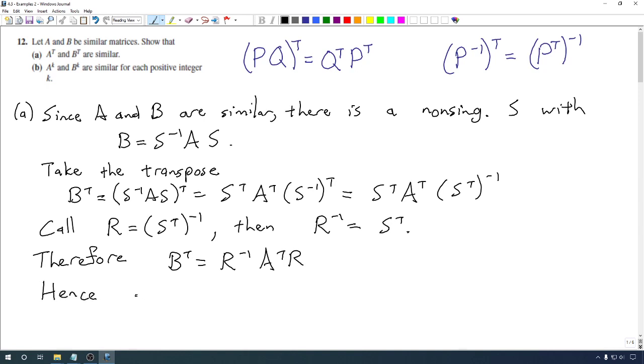And so by definition, A transpose and B transpose are similar. It is just a matter of taking our original B equals S inverse AS and turning that into a new formula for the transposes. Some people like to, when they end a proof, put a little box. This symbolizes that we're done with this proof.